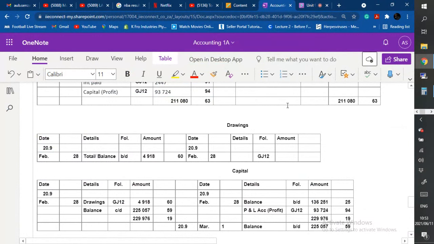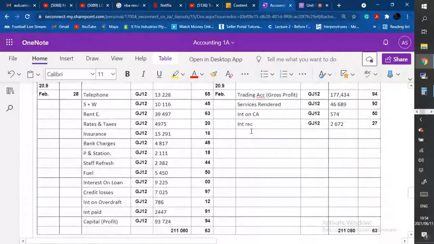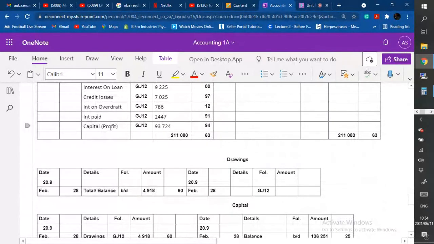So the next step after closing off the nominal account section is to then close off your profit and loss to your capital account. Okay, and here I've just done it to save us a moment.